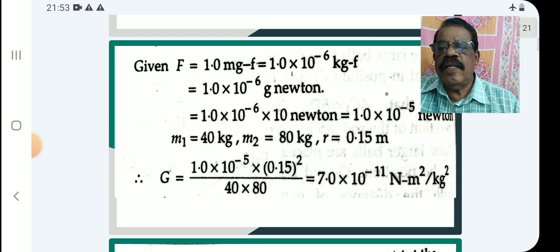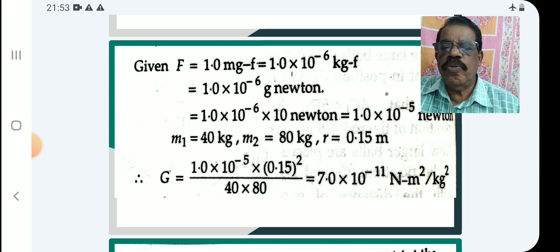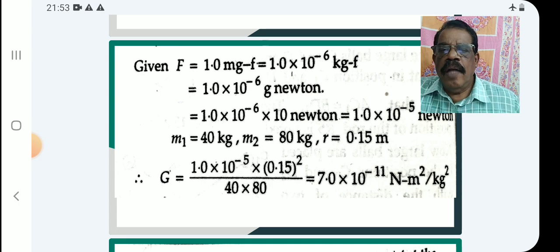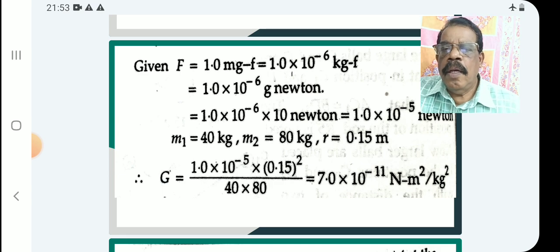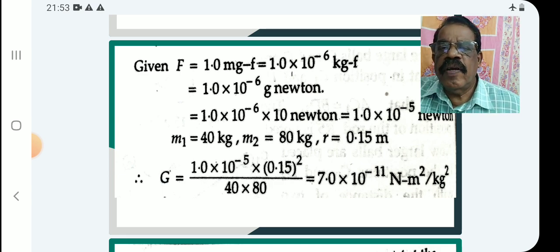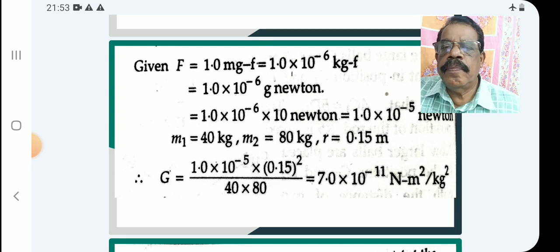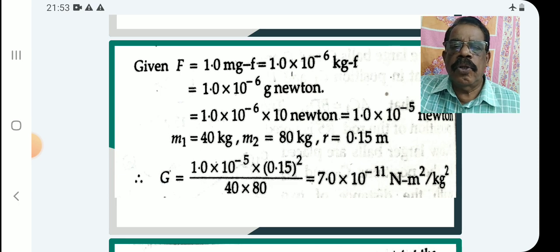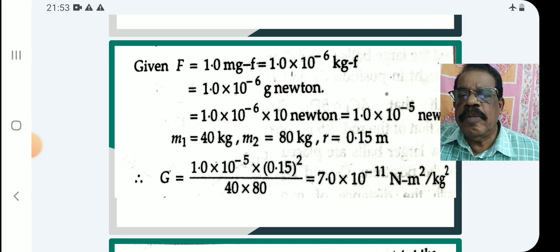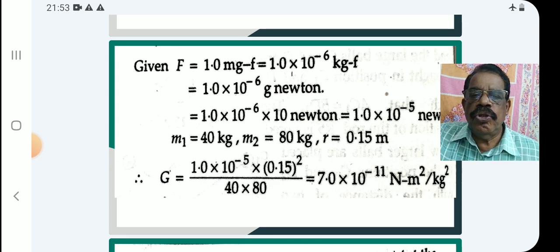And here F given is 1 milligram force. Milligram we can convert into kilogram by multiplying it by 10 raised to minus 6. 1 milligram is 10 raised to minus 6 kilogram force. And kilogram force is the gravitational unit of force that we convert into Newton by multiplying it by g. And g is 10. So we get 1.0 into 10 raised to minus 6 into 10 Newton, which is 1.0 into 10 raised to minus 5 Newton.